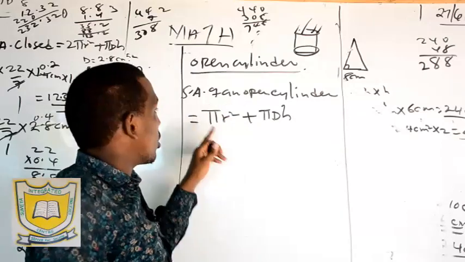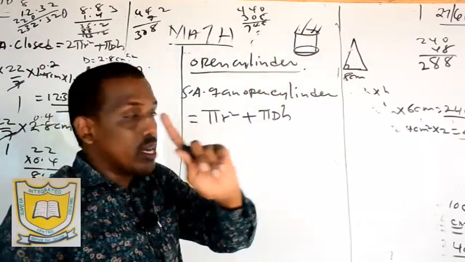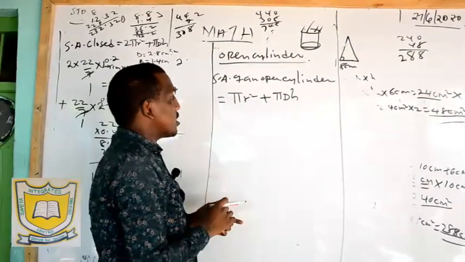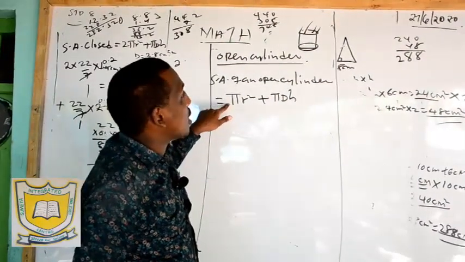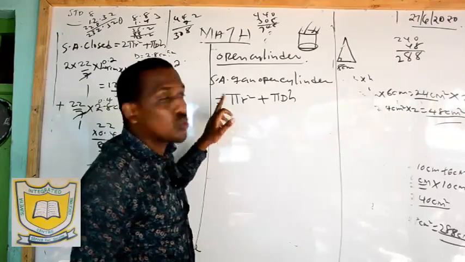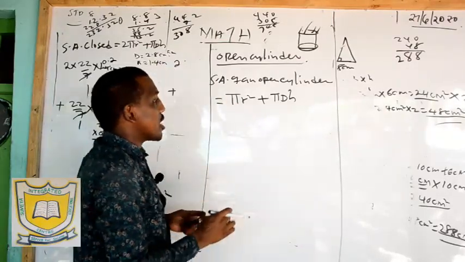Because it's open, there's no 2. So we only get one circular part: πr² plus πdh. Closed was 2πr². Why? It was closed on both ends. But in this one, only one end is closed, so we remove the 2. So πr² plus πdh.